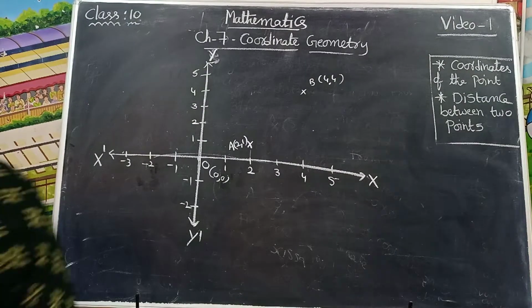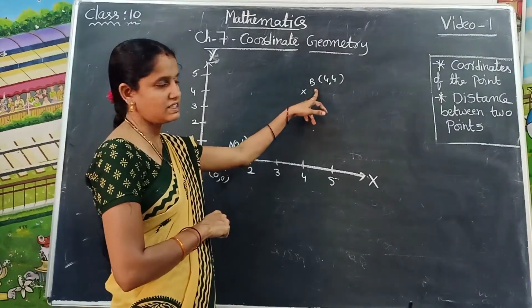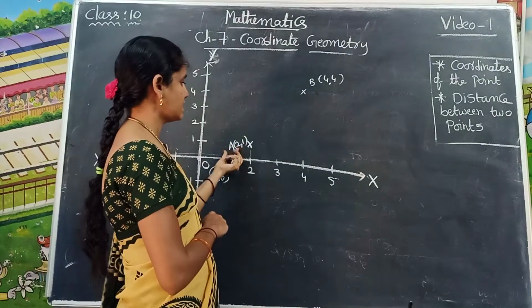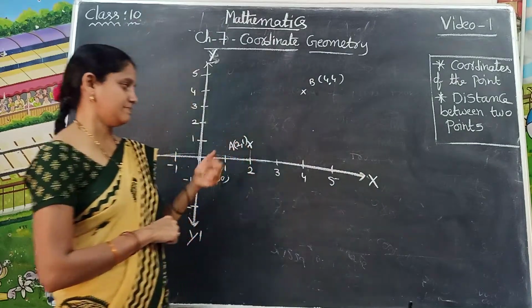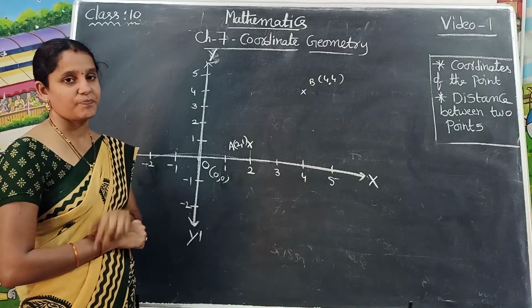Now let us see here. There are 2 points A and B, 2 points in the Cartesian plane. So here the first point is A (2, 1), and the second one is B (4, 4).